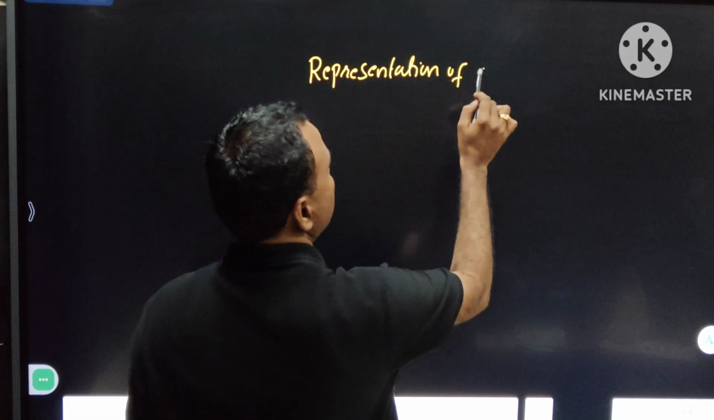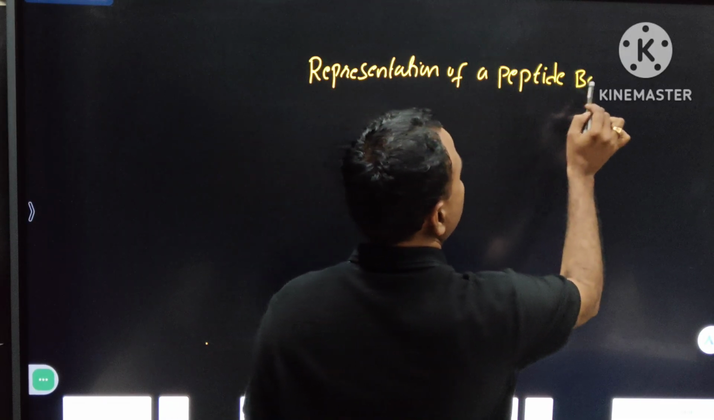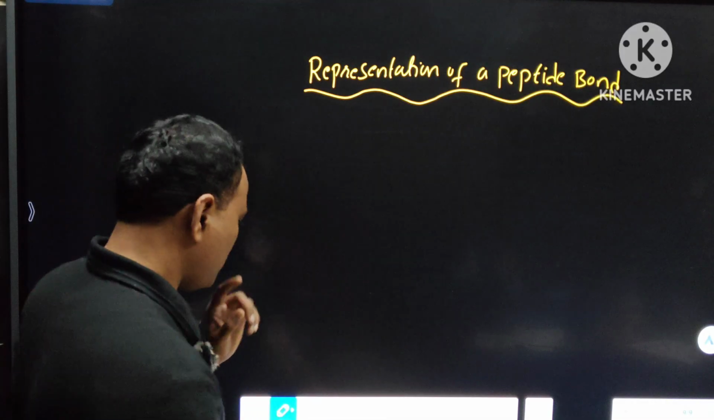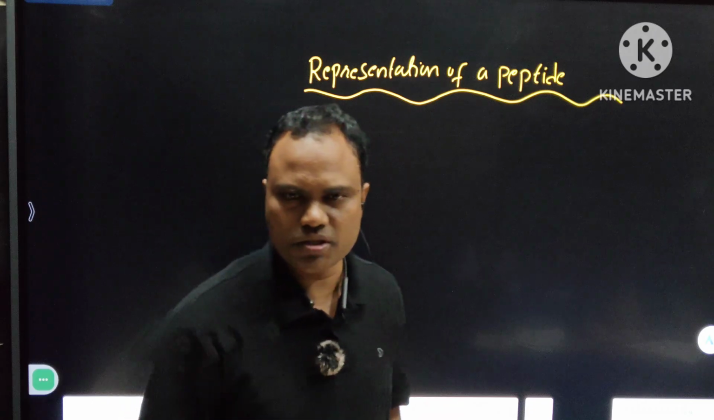A representation of a peptide. Actually, the correct word is peptide, not peptide bond. Representation of a peptide.